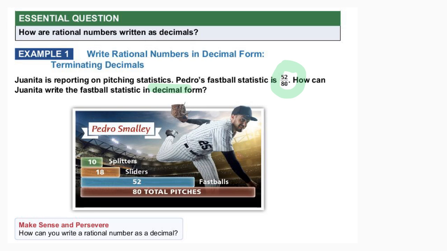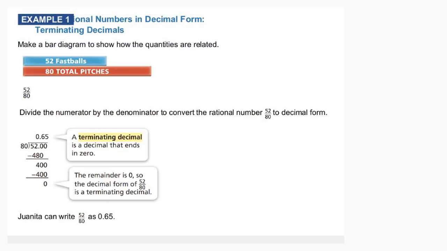So I'm going to give you a reminder. This fraction bar means that we are going to divide. Another representation that you're going to see a lot in the workbook this year is called a bar diagram. And so right here, they have a bar diagram made for you that shows Pedro's statistics, 52 fastballs out of a total of 80 pitches. We also have it in fraction form.